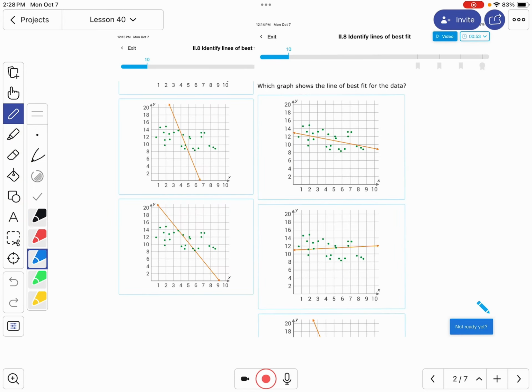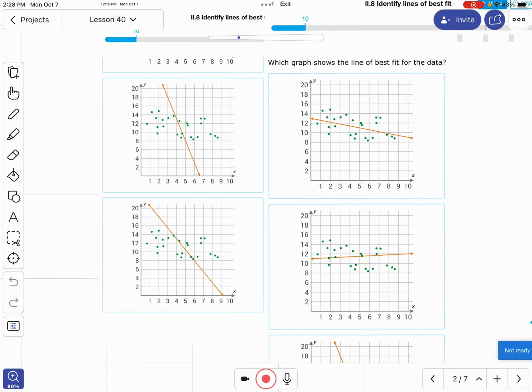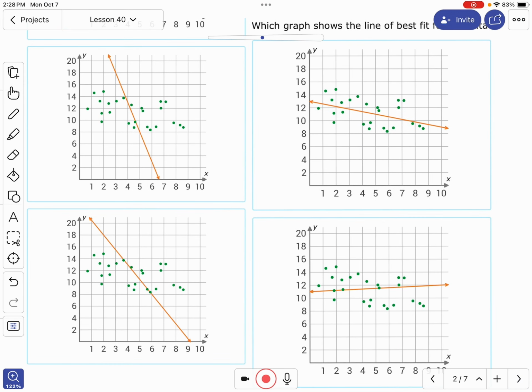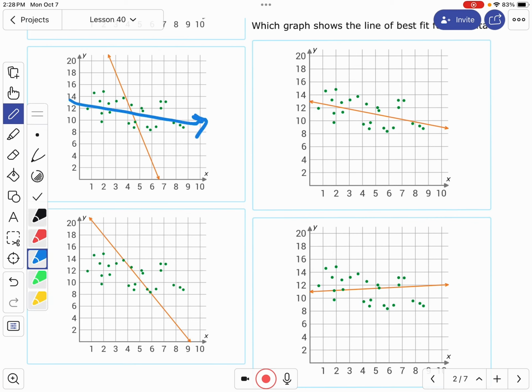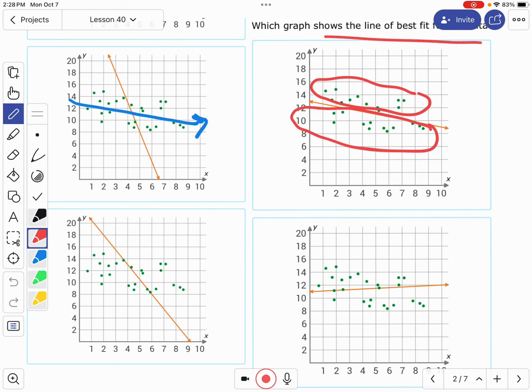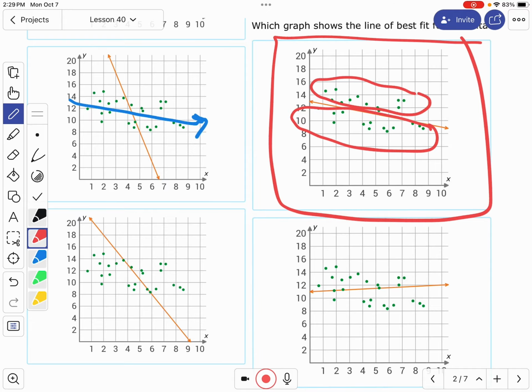So let's take a look at these individual graphs and let's choose which one is the best fit. So the data seems to me to be moving in this direction. It's moving down and to the right, just slightly. The line that's going to do the best job at predicting the data is going to be the one that has about 50% of the dots above and 50% of the dots below. So this is the best fit right here for this data.